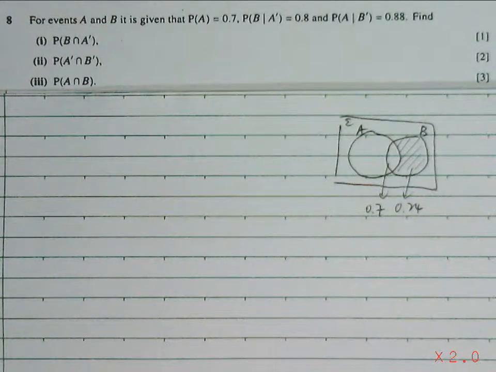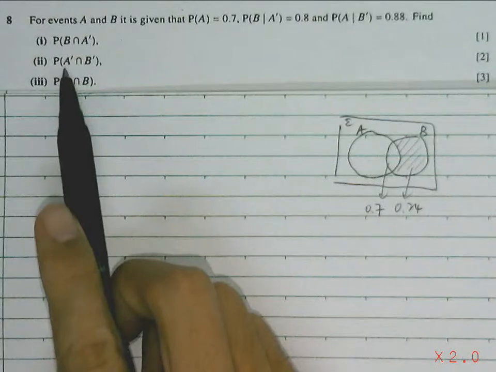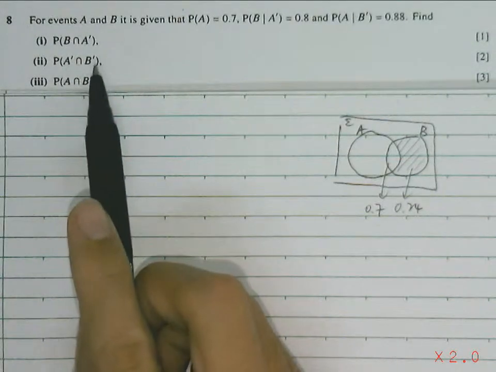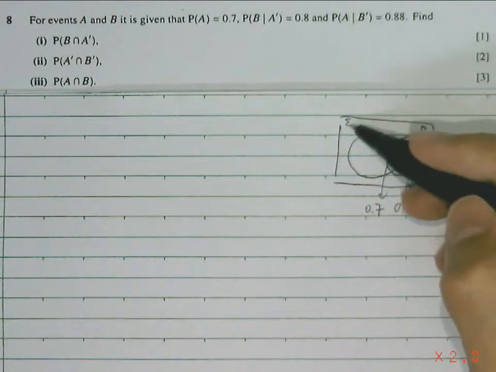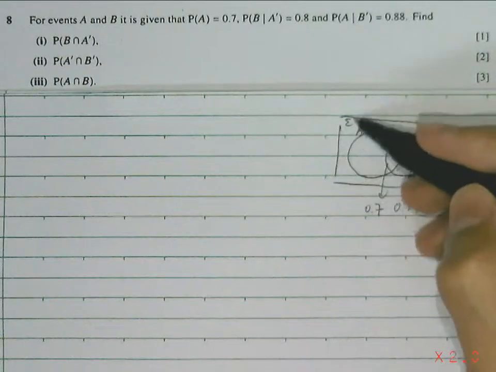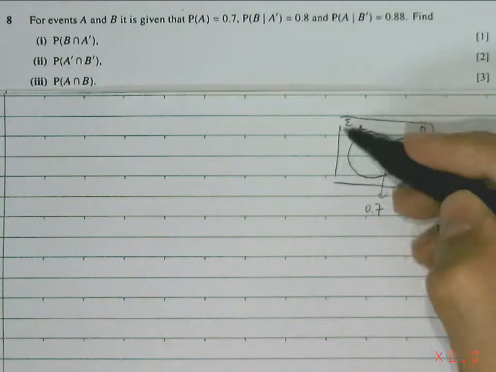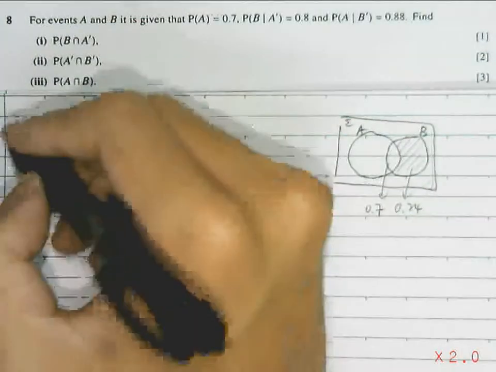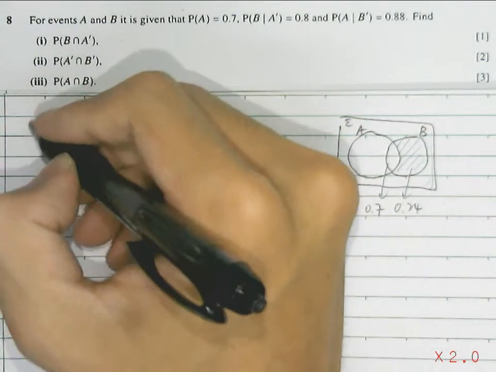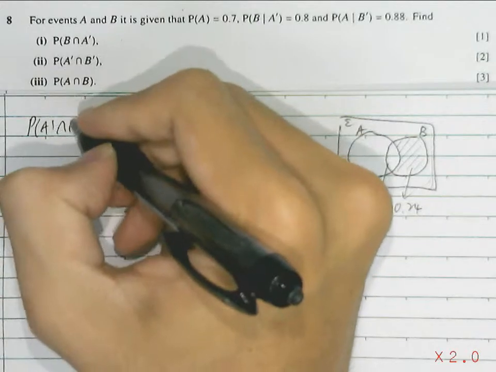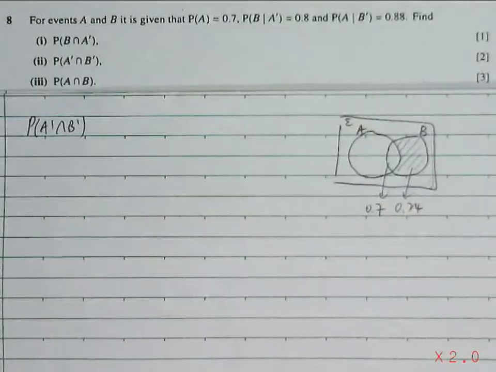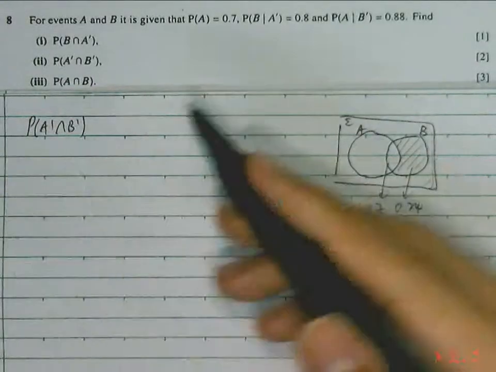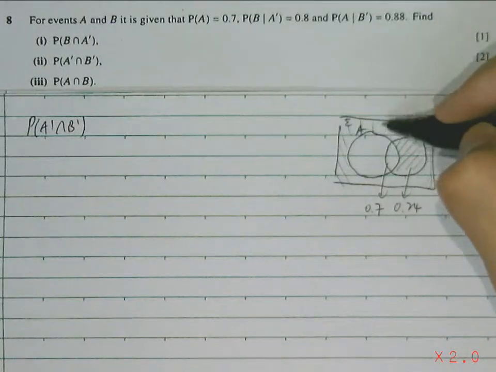So now we have to find the probability of A complement intersect with B complement. So A complement intersect with B complement will then only be the area outside of both A and B. Alright, so once we have the correct concept of this idea, this probability that we're looking for is the area outside of A and B.